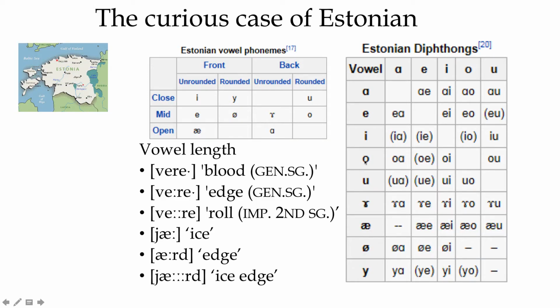Estonian is an interesting language. Estonian, like English, has a very crowded vowel space. They have these unrounded, rounded contrasts, I, U, A, E, A, U, O, E.